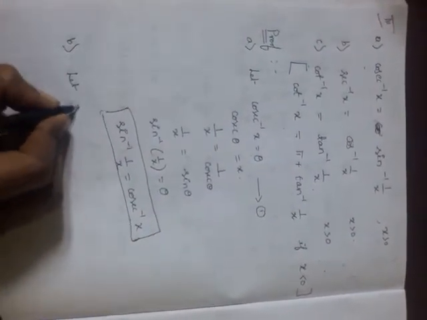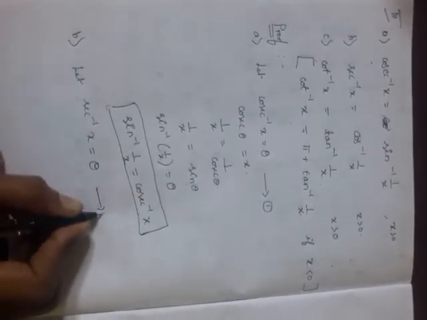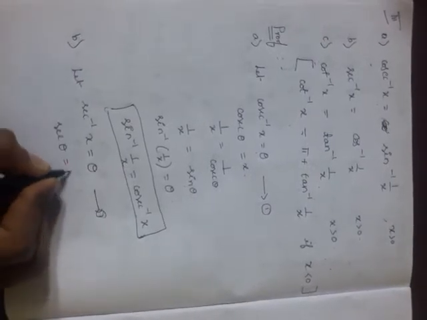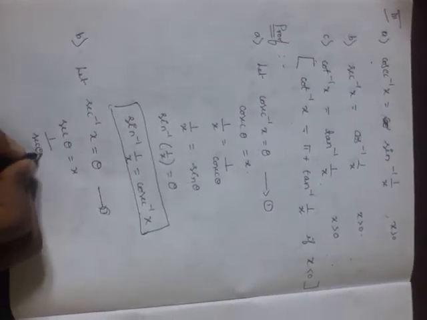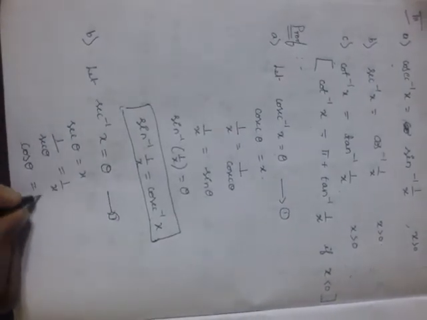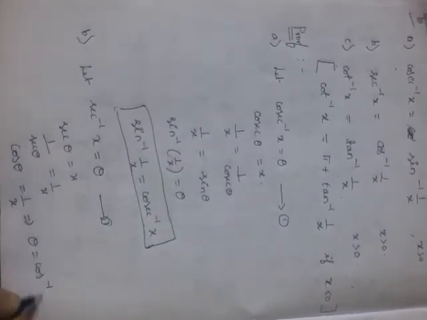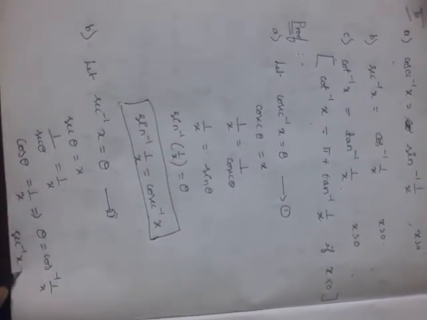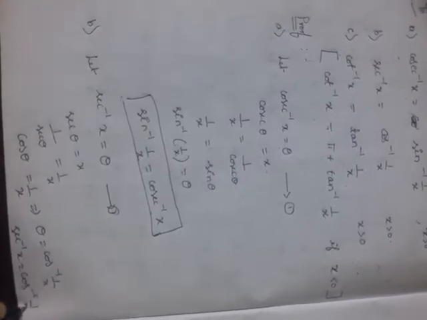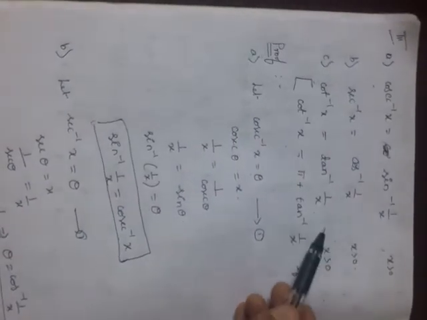Similarly, the second one. Let secant inverse of x equal theta. In equation 1, secant theta is equal to x. 1 by secant theta is equal to 1 by x. 1 by secant theta means cos theta. Cos theta is equal to 1 by x. This implies theta is equal to cos inverse of 1 by x. Our theta is secant inverse of x. Secant inverse of x equals cos inverse of 1 by x. Similarly, you can do this one, okay?